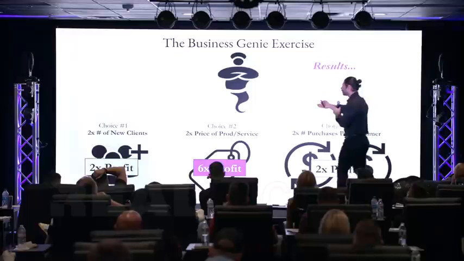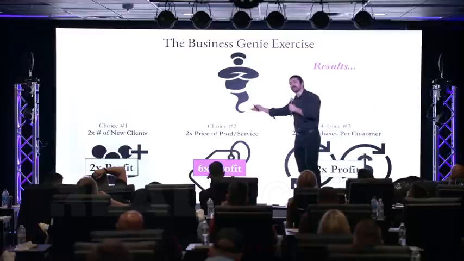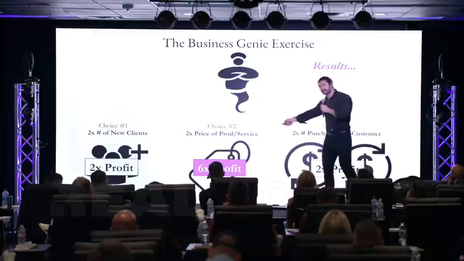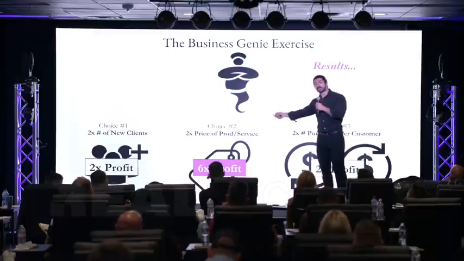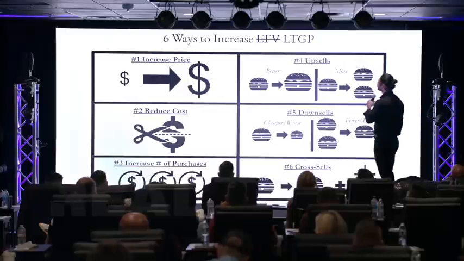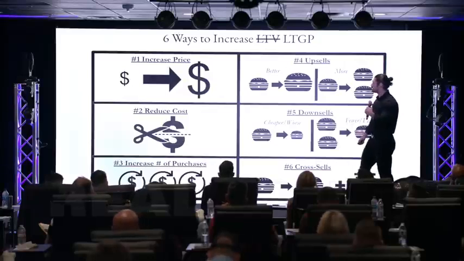We now know how much more powerful pricing is compared to adding more customers or getting them to buy more. Both those things are good. This is the biggest lever in your business. So I showed you 6 ways to make more money with the customer. That's the top 1. 6 ways to increase LTGP: increase price, reduce cost, increase number of purchases, upsells, downsells, cross-sells.